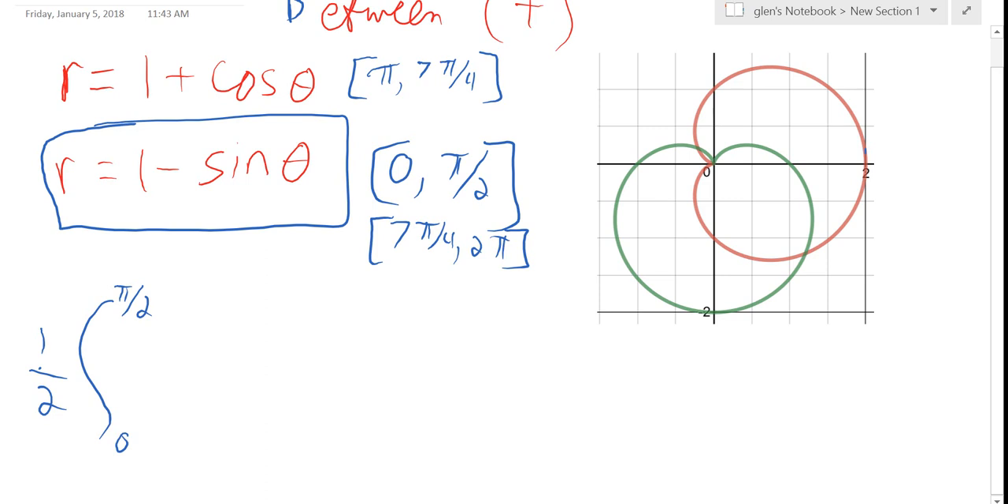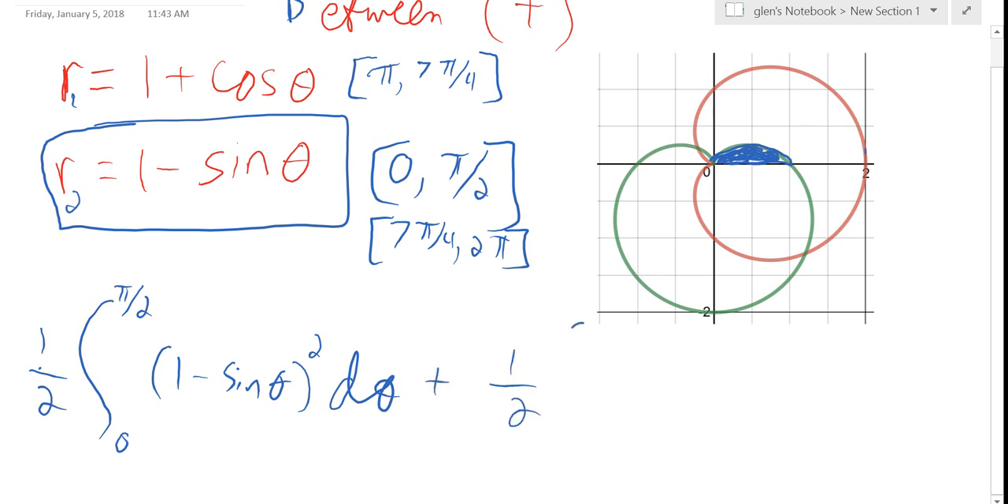Now, if you're writing this out on the AP test, or you're writing it out on your paper, you can call these R1 and R2. That way you don't have to write them over again. You can just write R2 squared. Okay? And for simplicity's sake, I'm going to write out what we're doing in full. But you get that. That's going to find this area right here. Cool? The next thing we're going to do is 1/2 the integral from pi to 7 pi over 4 of 1 plus cosine theta squared.